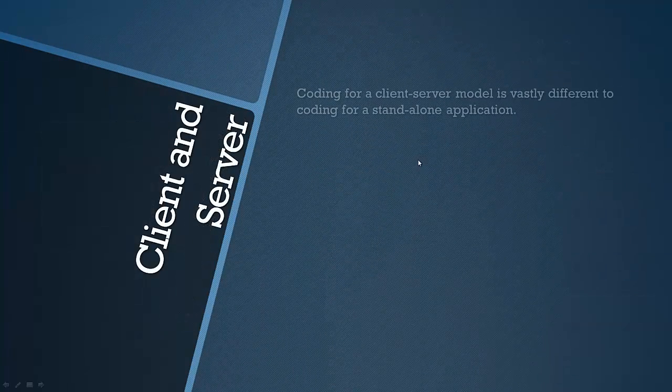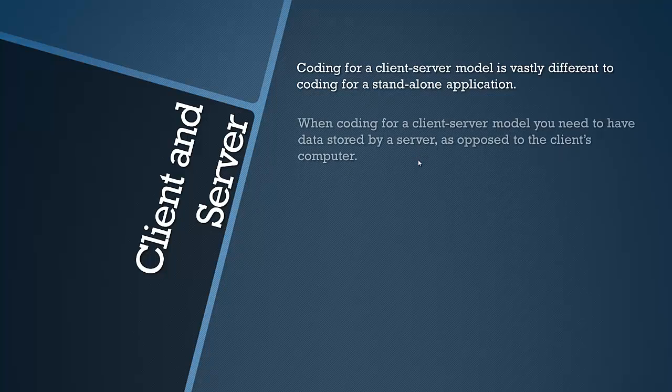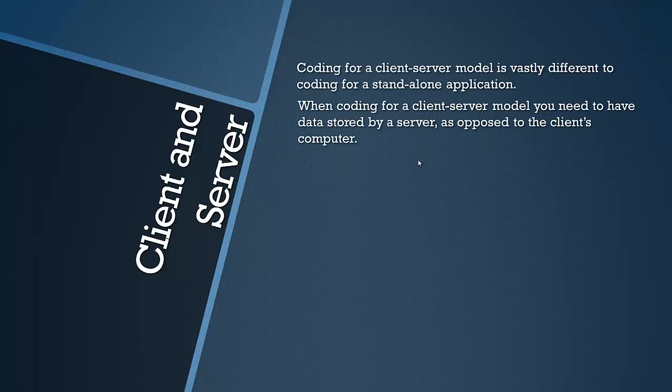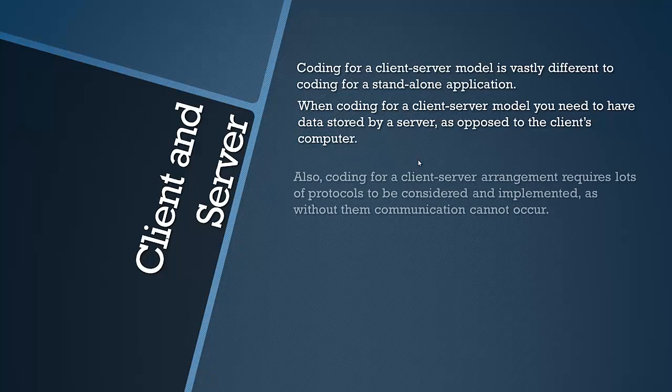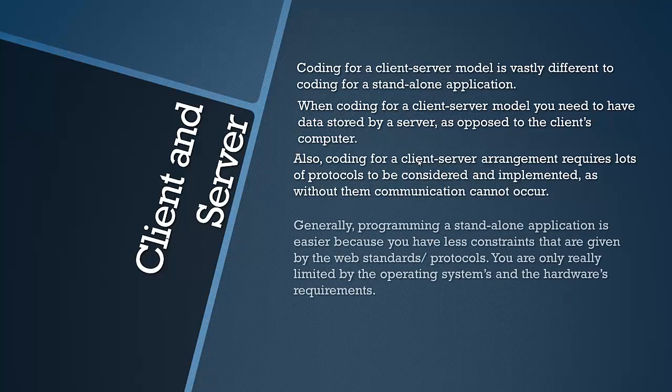We've also got to look at how coding for a client-server model differs from coding for a standalone application. You can probably imagine that it's quite different. When coding for a client-server model, you need to have data stored by a server. Makes sense. The data is all stored by the server, and the client does a lot of the processing, as opposed to the data being stored on the client's computer, so that needs to be borne in mind by a programmer. Also, coding for a client-server arrangement requires lots of protocols to be considered and implemented, as communication cannot occur without rules that govern the communication.